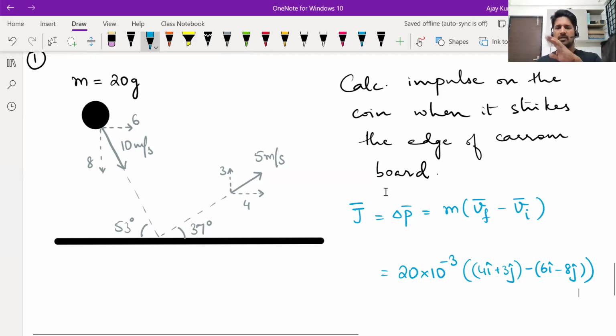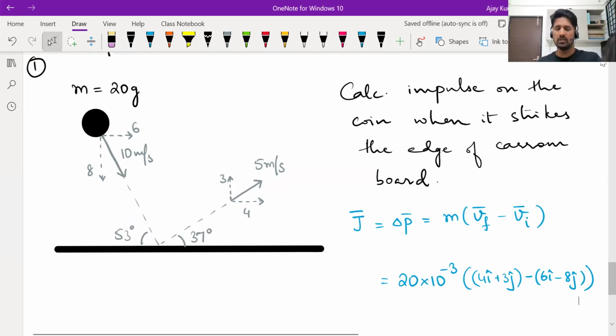But see, this is how you calculate impulse. I'm not saying this is the only way to calculate impulse. This is one of the ways. So by definition, it is change in momentum. So you find out final momentum, initial momentum, subtract them. You'll get the impulse directly.